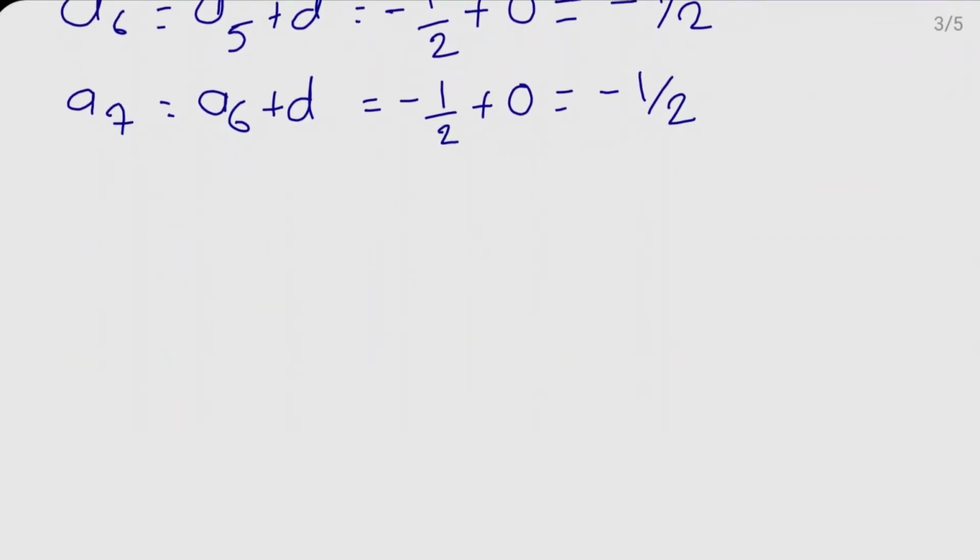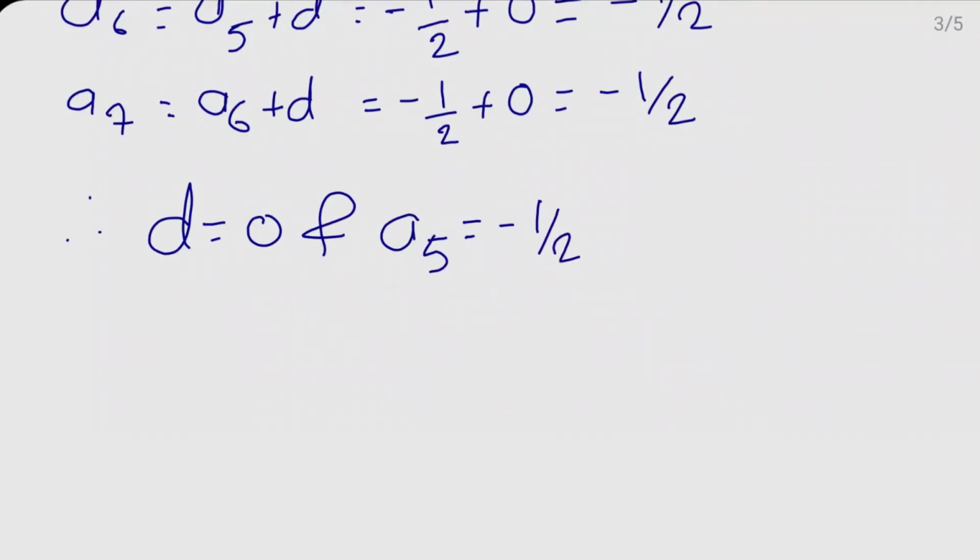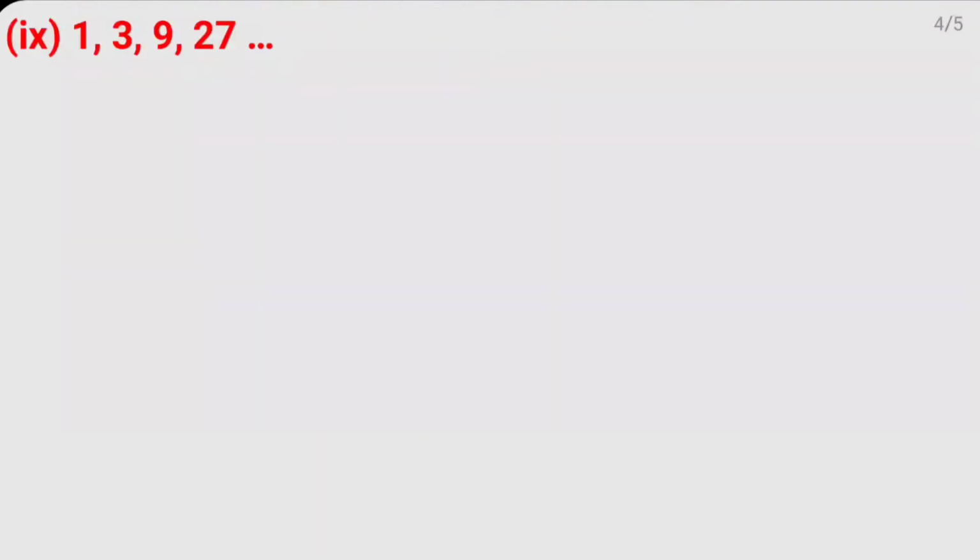So write down here: therefore D is 0 and A5 is minus 1 by 2, A6 is minus 1 by 2, A7 is minus 1 by 2. Is it clear? So look at the next problem.